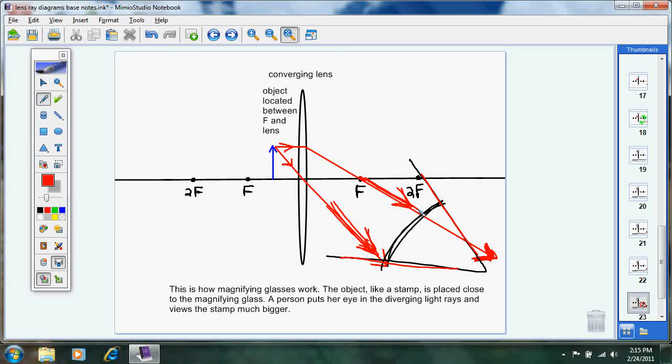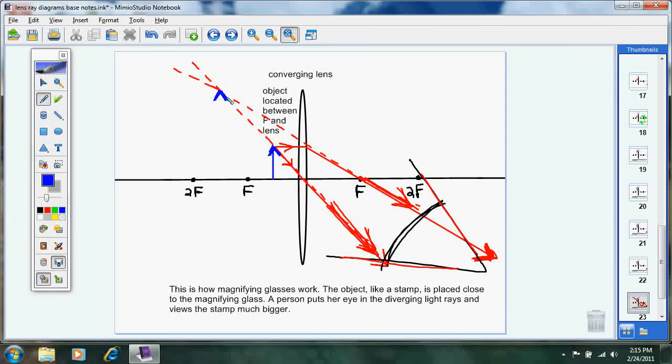And your eye and your brain think the light came from, extend the emerging rays backwards. I extend this emerging ray backwards, and your eye thinks the light came from here. The light really came from the head of the object right there, but your eye gets faked out and thinks it came from right here.